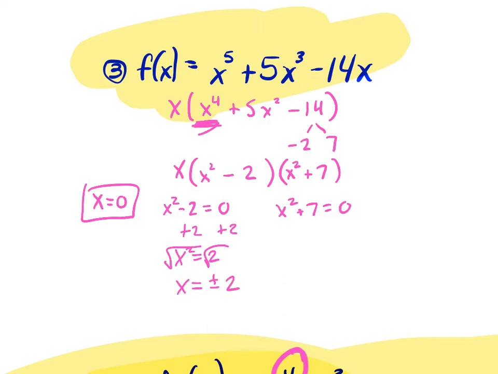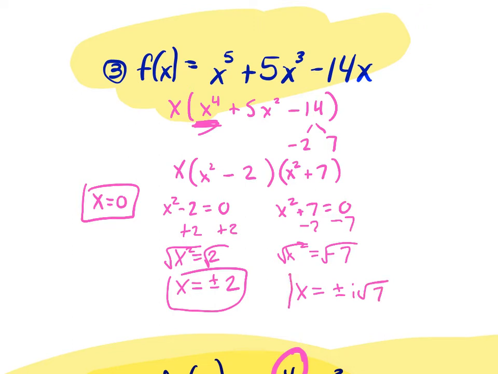And then the third one, we have to subtract 7 on both sides. So x squared is equal to negative 7. Take the square root. So x is equal to what? Plus or minus i square root 7. Oh yeah, plus or minus square root 2.